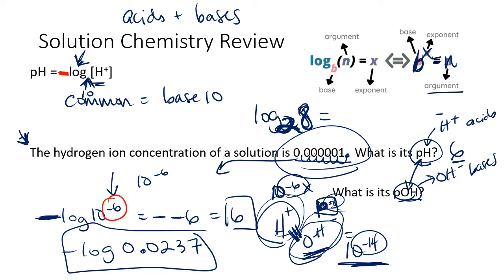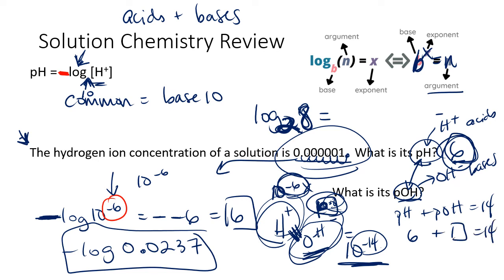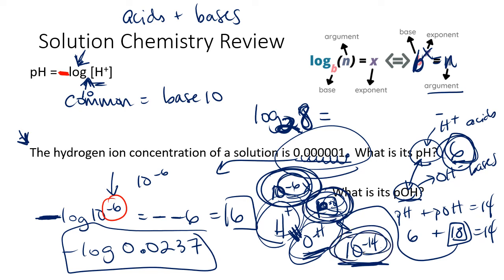So anyhow, because of that -6 and -8, here's my 6. The pOH is just going to be 14 minus the pH. So pH plus pOH is always going to add up to 14. Since our pH is 6, our pOH is 8, because 6 plus 8 equals 14. And this again just goes back to that concentration, because the product of the H pluses and the OH minuses always multiply to make 10 to the minus 14.